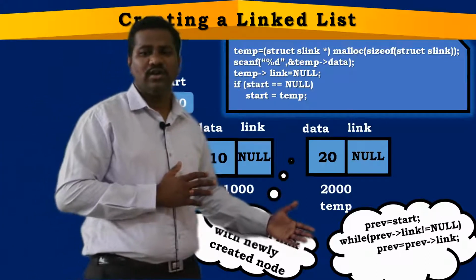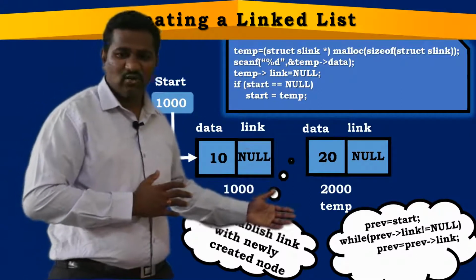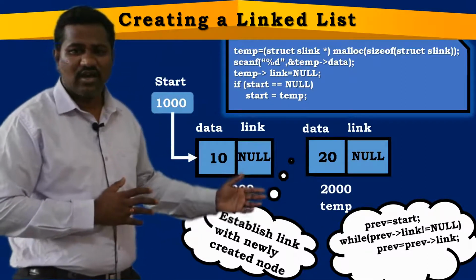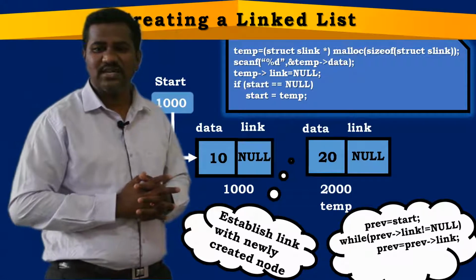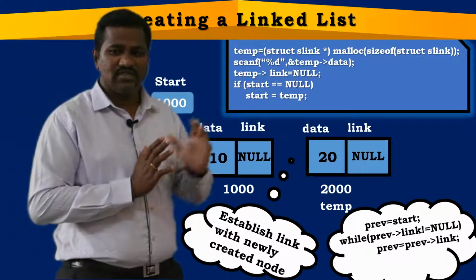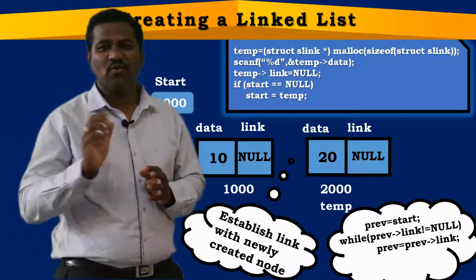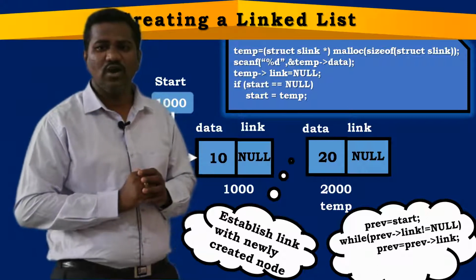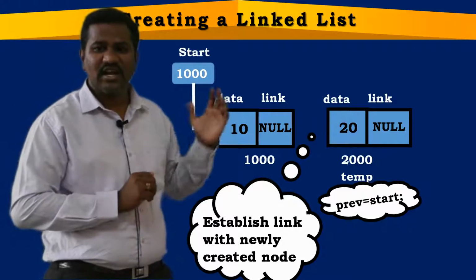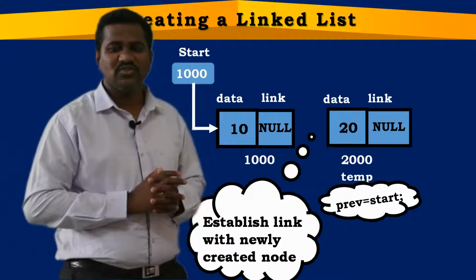You can observe this code here. We have previous assigned with start, and after that we take a while loop: while previous arrow link not equal to null, then previous is assigned with previous arrow link. I would like to make one clear point: the first statement is previous assigned with start. Start always points to the first node, so start contains 1000, and this 1000 has been stored in previous.